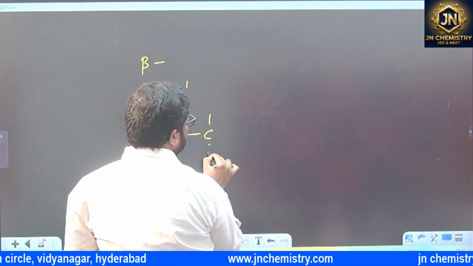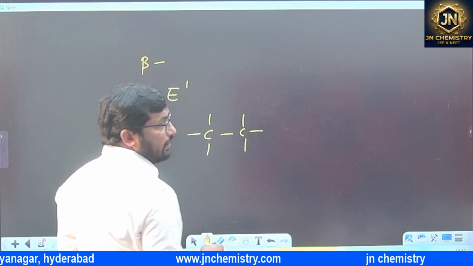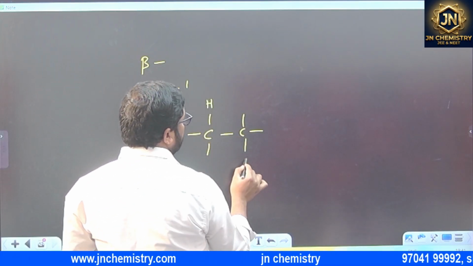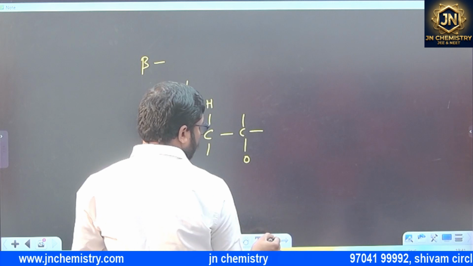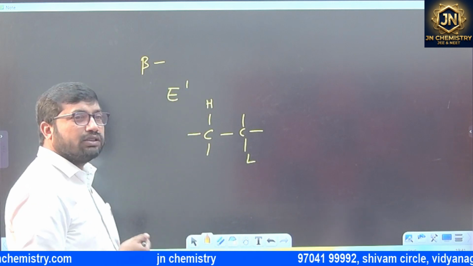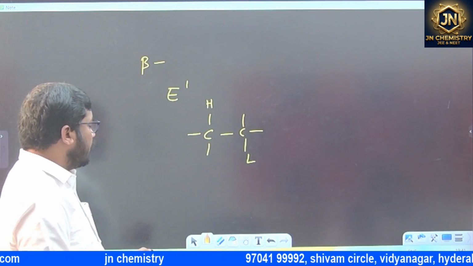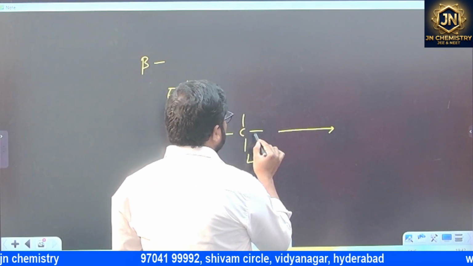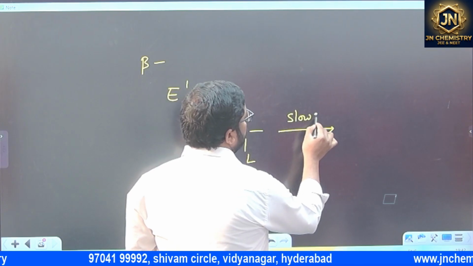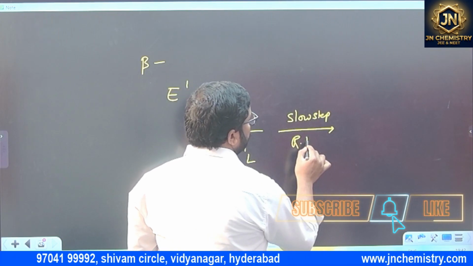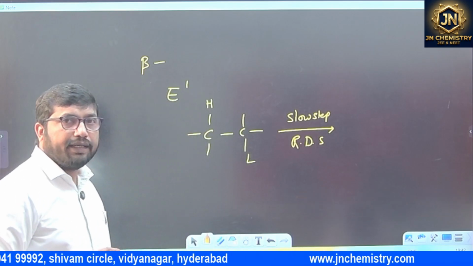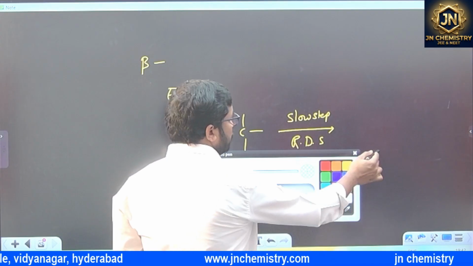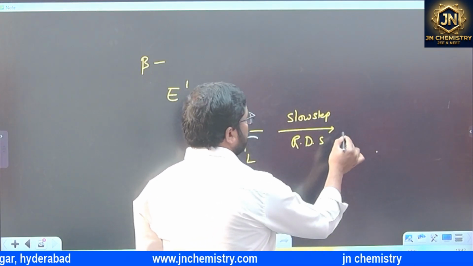So E1 means, same like SN1. If people don't know, let it be, but try to understand. So OH plus, we can take the leaving group, anything we can take. In E1, first what exactly happens? The slow step, which we call RDS, the rate determining step: first the leaving group is going out.